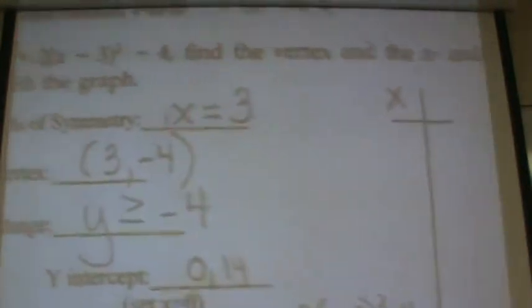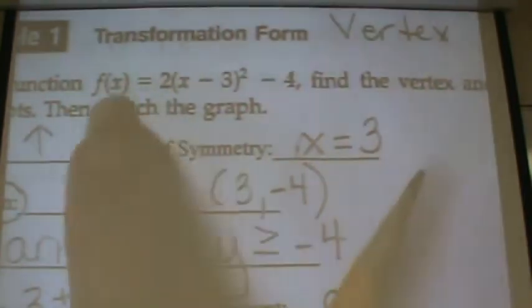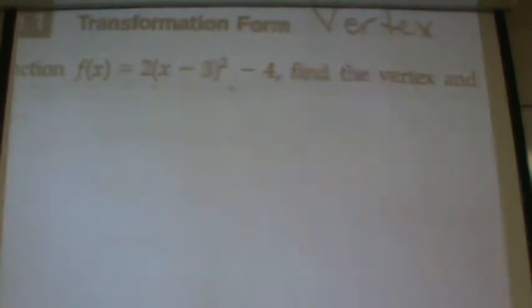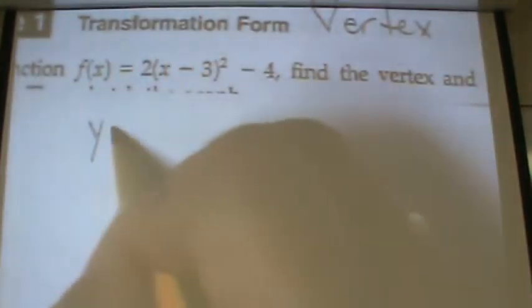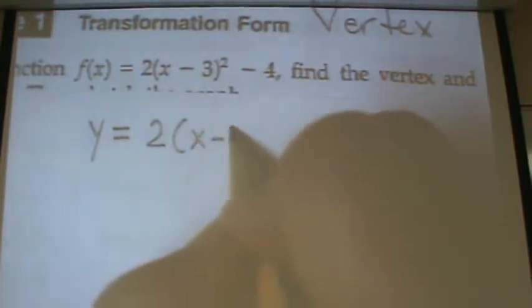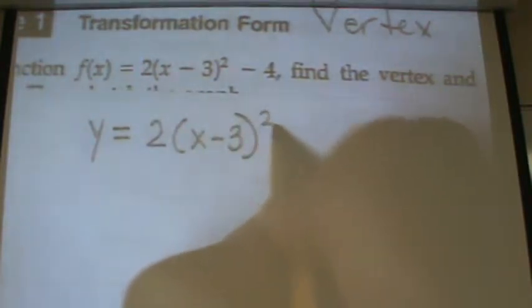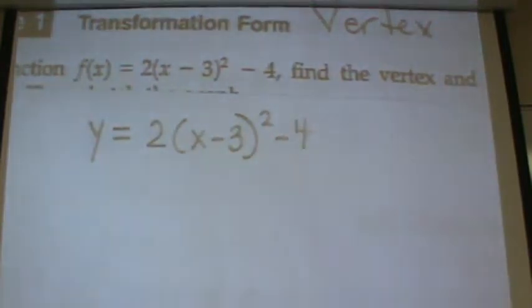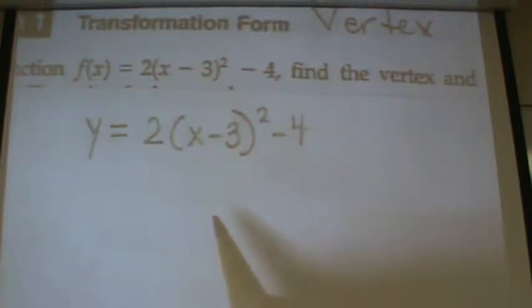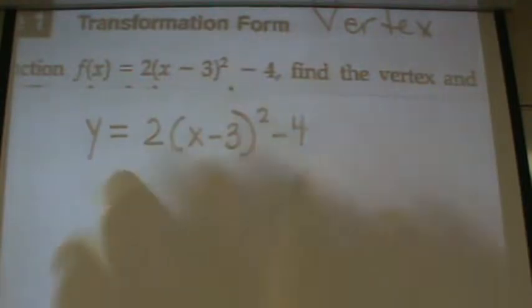Now, is there a way to take this equation and switch it around? And why would I want to switch this around? Why would I want to rewrite it in standard form? What's a reason to want to put this in standard form? So you can get another way to get the y-intercept.